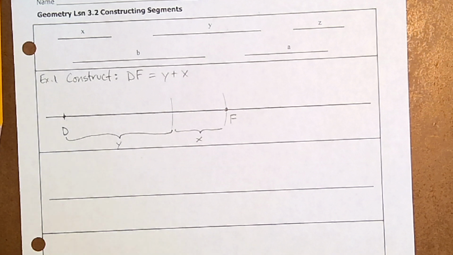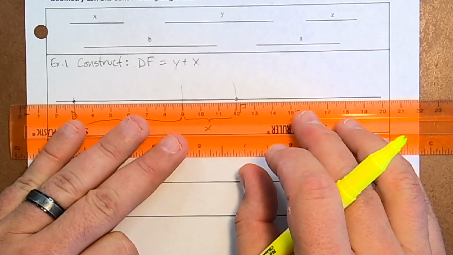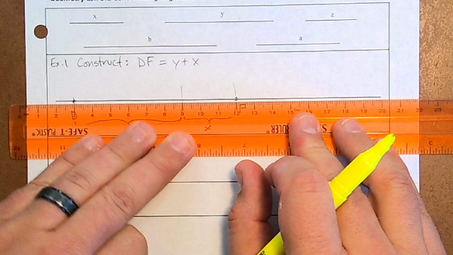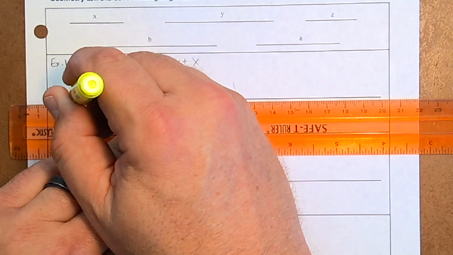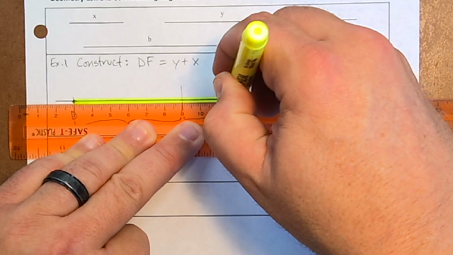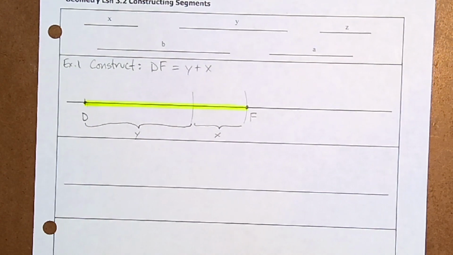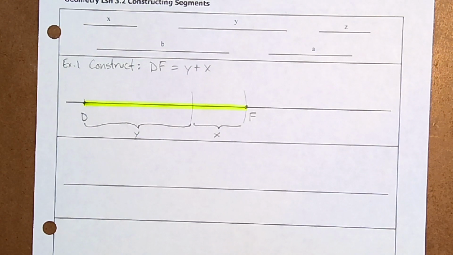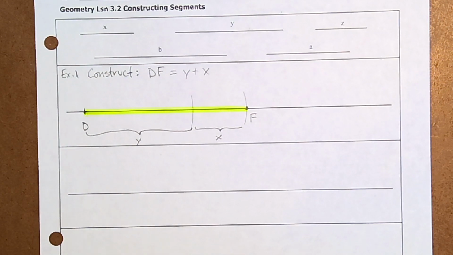And then I'm going to take my highlighter. And if you want to use a ruler, you can. You don't have to. I like to. But what I do when I'm using my highlighter and my ruler is I drop my ruler off of my line just a little bit like that. And then I run my highlighter from D to F. And now you have created line segment DF whole, that is part plus part, y and x. Wow. Segment addition postulate. Part plus part equals whole. Part plus part equals whole.